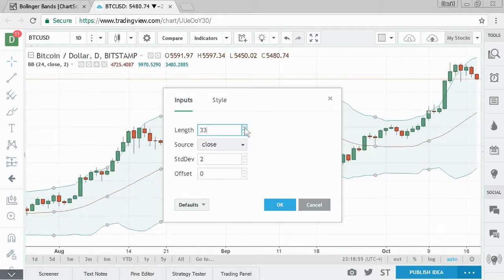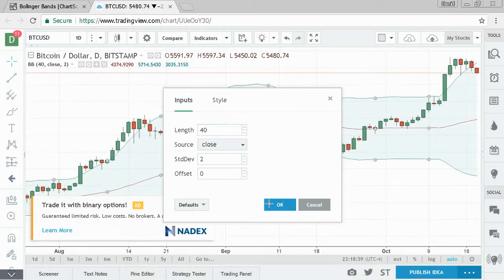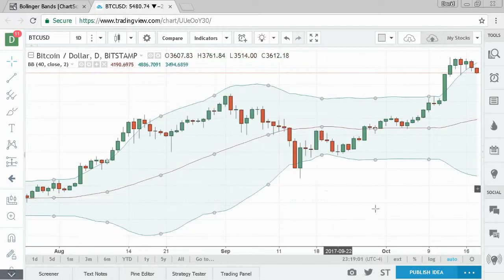As you can see, it's expanding. The bands are getting wider there, okay? And then, this is if you put on 40 days. It's much wider, and so it's not going to give you as many signals.